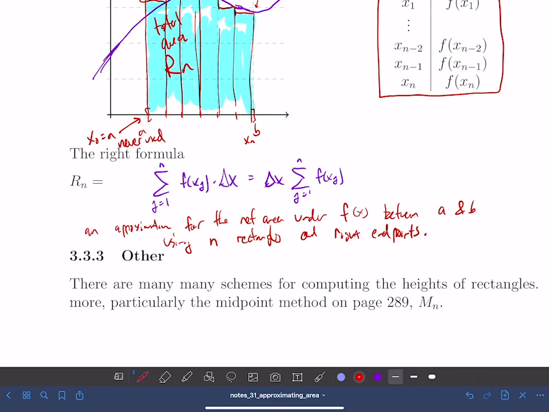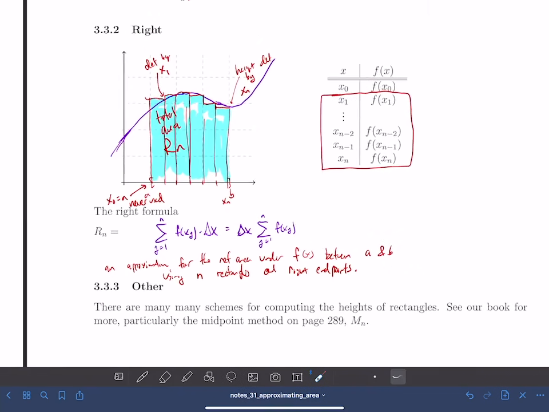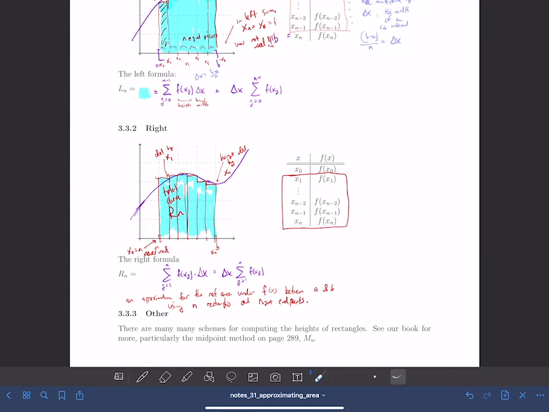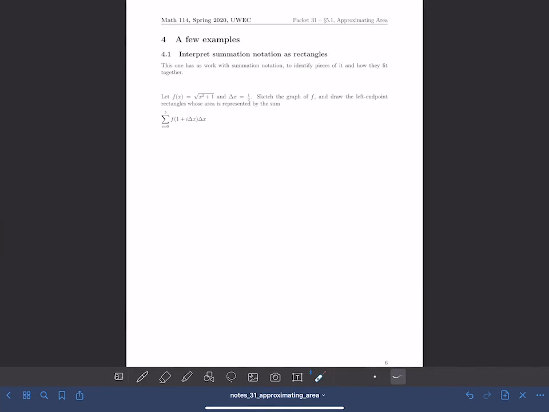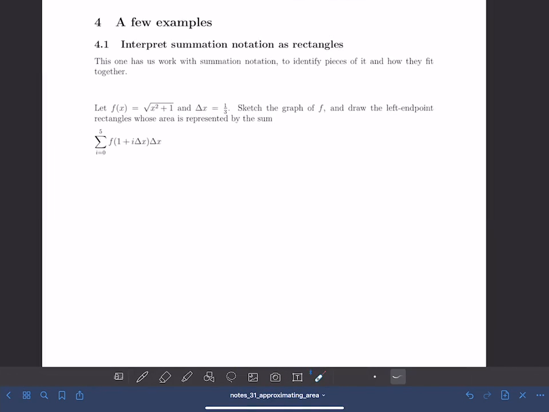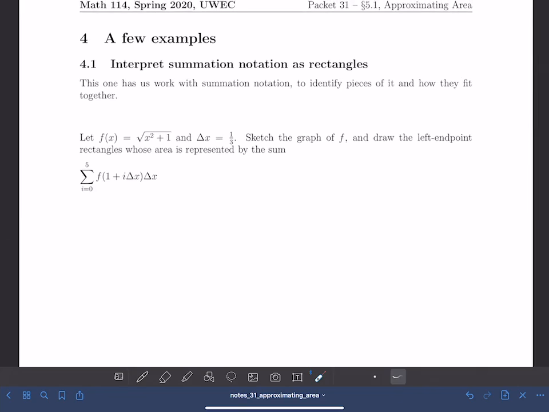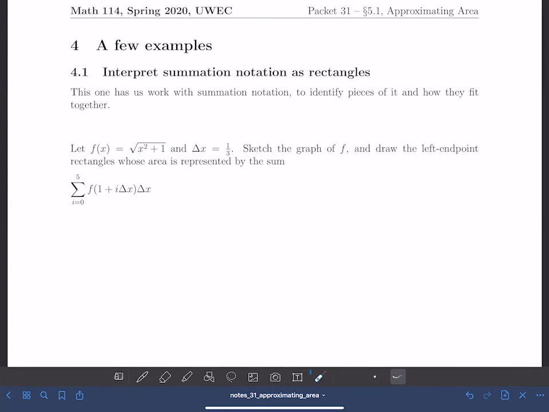In particular, on page 289, our book gives M sub n with a capital M. That's for midpoint. I'm not going to cover that in this video because of our truncated semester. But now we have the formulas, and we should do some examples and then call this video good. The internalization is really going to come from working problems.